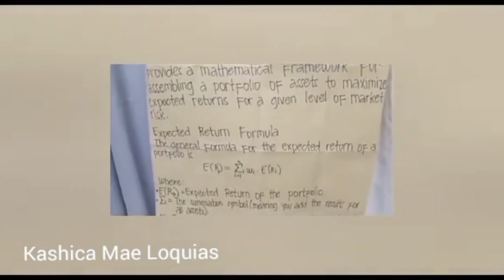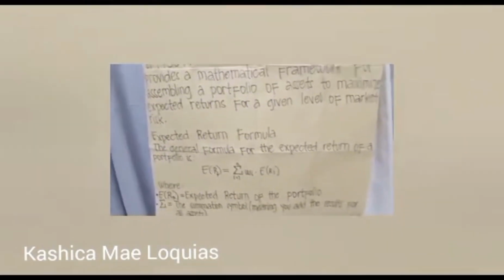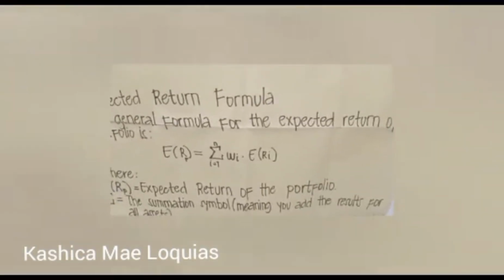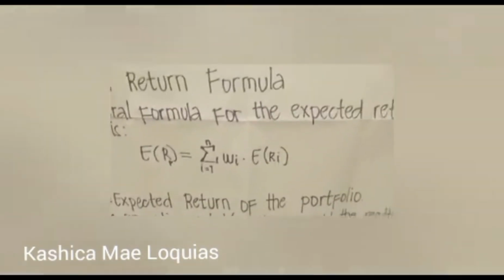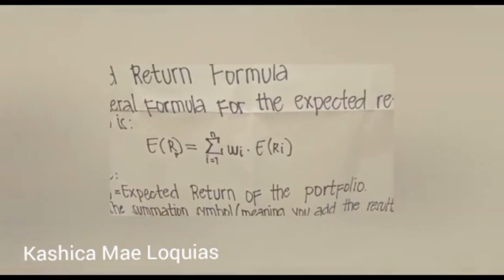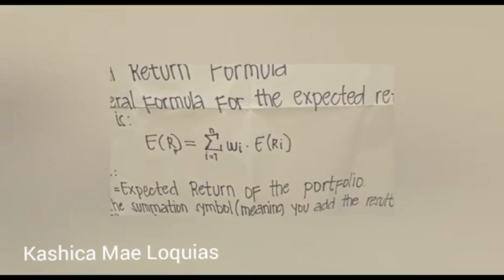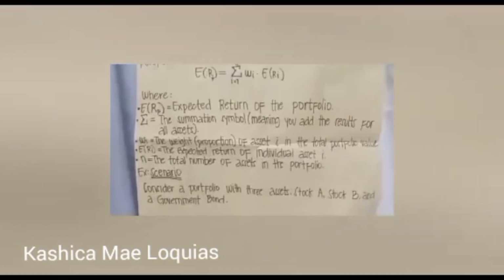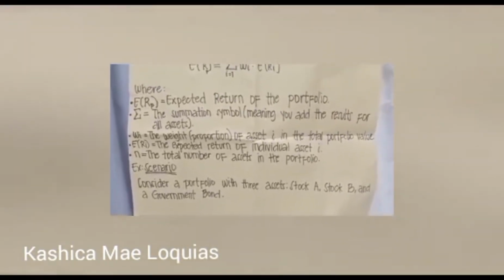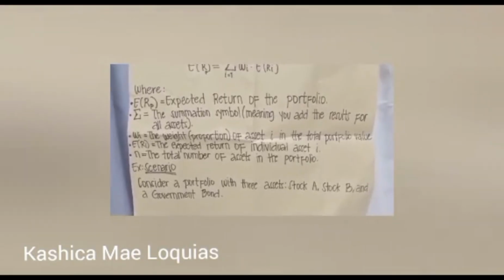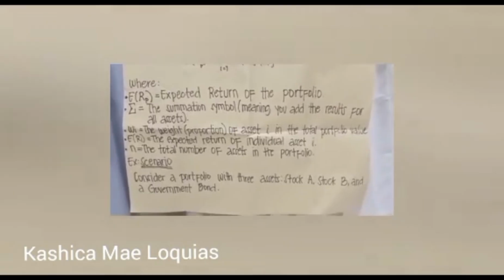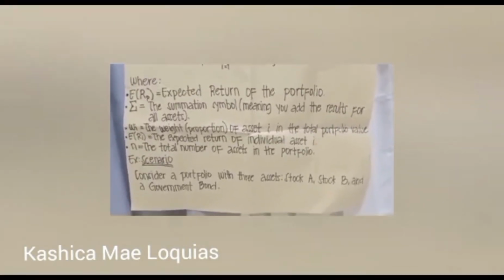So, this is the expected return formula. ERP is equal to the summation from i equals 1 to n of Wi multiplied by ERi. Where ERP means the expected return of the portfolio, and the second symbol is the summation symbol, meaning add up the result for all assets.